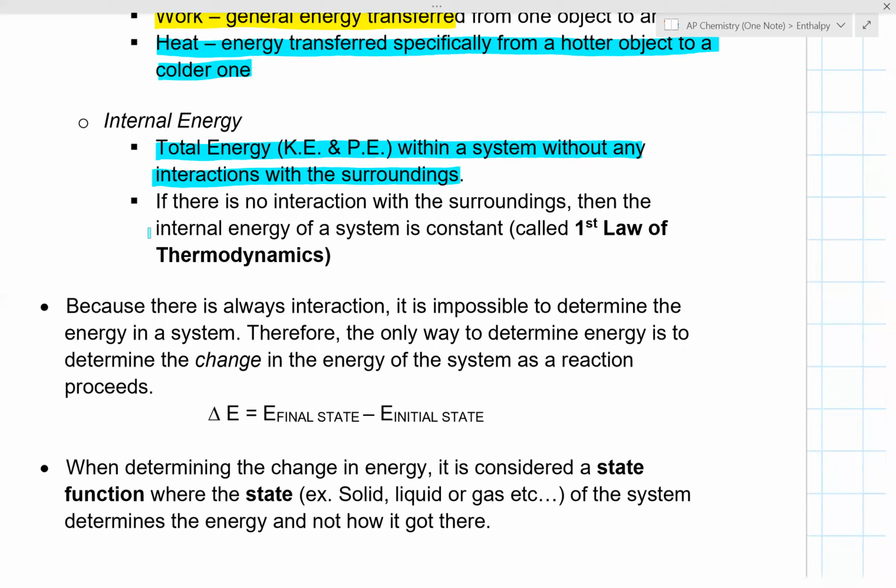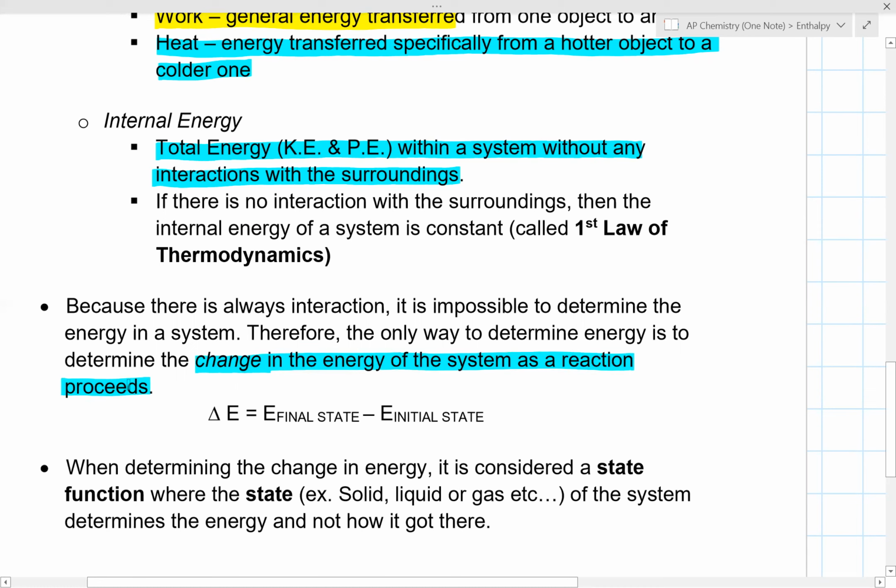So if there is no interaction, no heat or energy lost or gained between the system and the surroundings, we say that the energy is constant. But because there's always interaction, it is impossible to determine the energy of a system. Therefore, the only way to determine the energy is to determine the change in energy. The key word is change in energy of a system as a reaction proceeds.